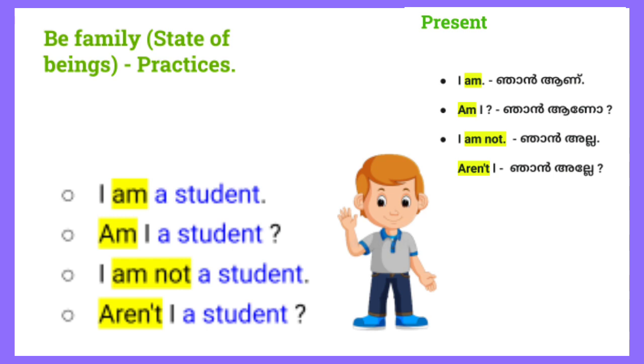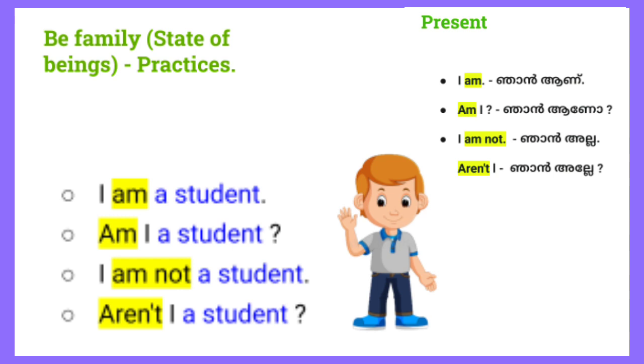Okay, so you have to understand this is be family present tense. We just understand these four sentences. The first sentence, I am a student. That is a normal sentence, right? The second sentence, am I a student? We just change the first sentence into a question form, right? Then the third sentence, I am not a student. Yeah, that is the negative form of I am a student. Then the fourth sentence is the question form of I am not a student. That is, aren't I a student?